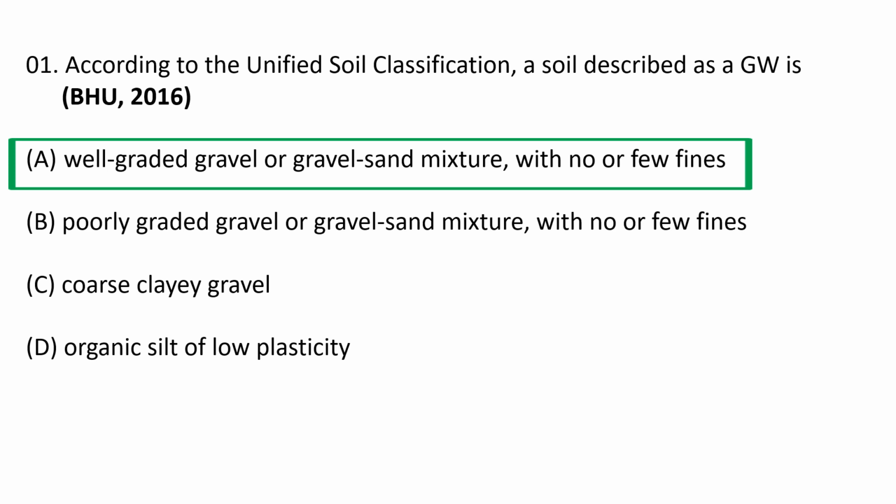According to the Unified Soil Classification, a soil is described as a GW, that is, a well-graded gravel and gravel sand mixtures with little or no fines. The presence of the fines must not notably change the strength characteristics of the coarse grain fraction and must not interfere with its free draining characteristics. So a GW soil is a well-graded gravel or gravel sand mixture with no or few fines.